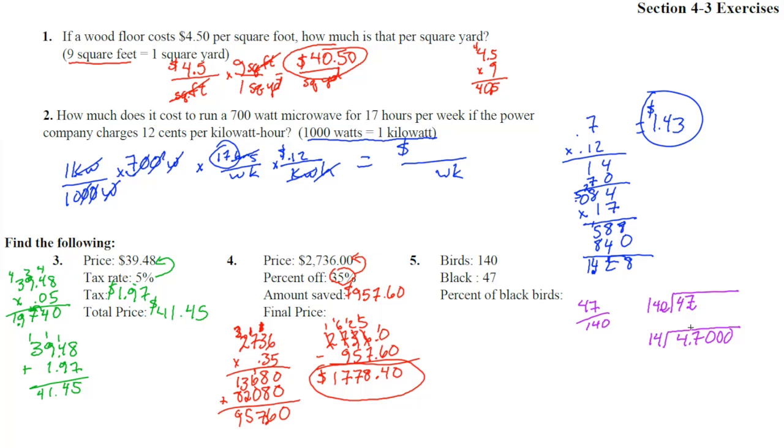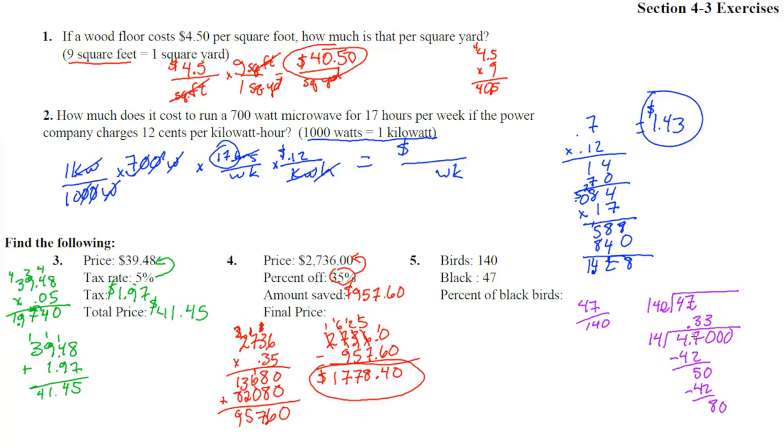14 goes into 4. Nope, not at all. 14 goes into 47. Let me see. Once, twice is 28. 3 times is 42. 4 times is 56. So 3 times. 3 times 14 is 42. Subtract, and we get 5. Drop down a 0. 14 goes into 50. Looks like the same number, 3 times 14, we just did that, is 42. Subtract it, it's 8. Drop down a 0.